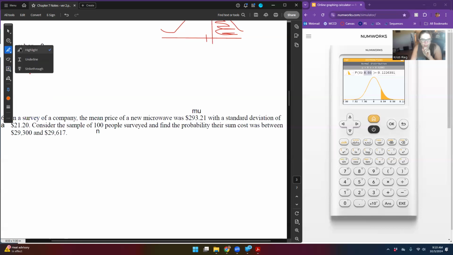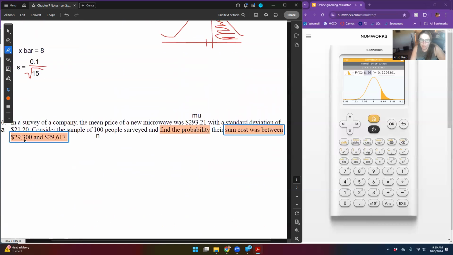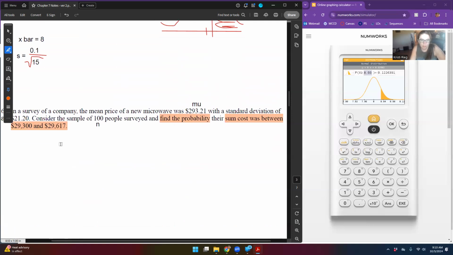I'll start with the most obvious clue, and it says find the probability, and then it says sum cost. So it says the word sum right there, right? Sum. The second most obvious clue is these numbers are ridiculously huge compared to average. Remember, for this section, for central limit theorem for sums, we are multiplying mu times n. In this example, n is 100. So it's going to give really big numbers. So it makes sense that we're doing this between part. The between is really big numbers as well.